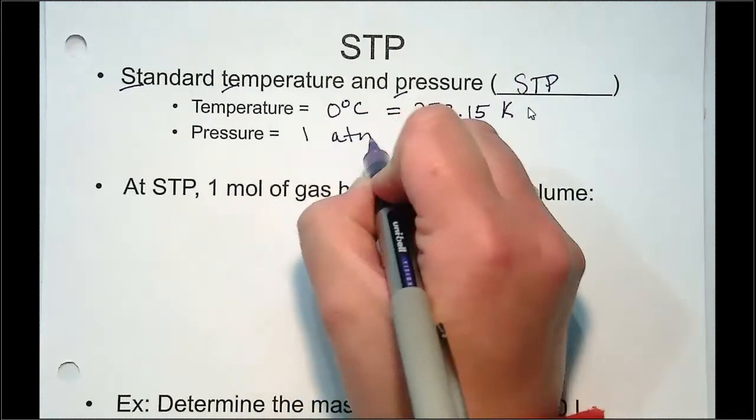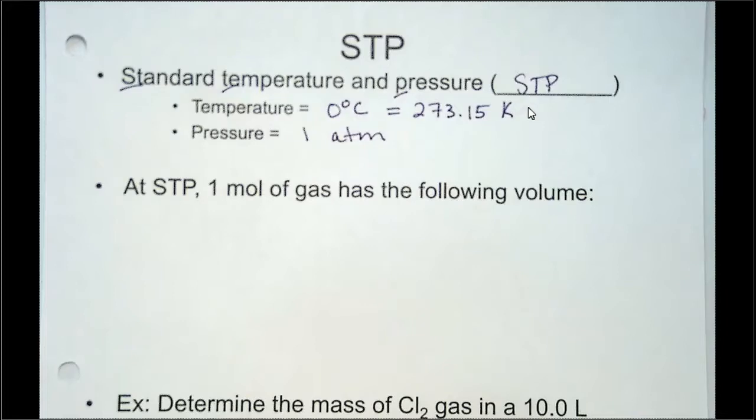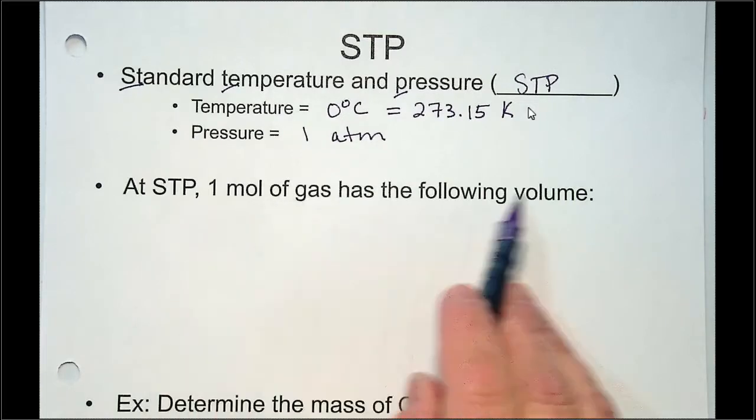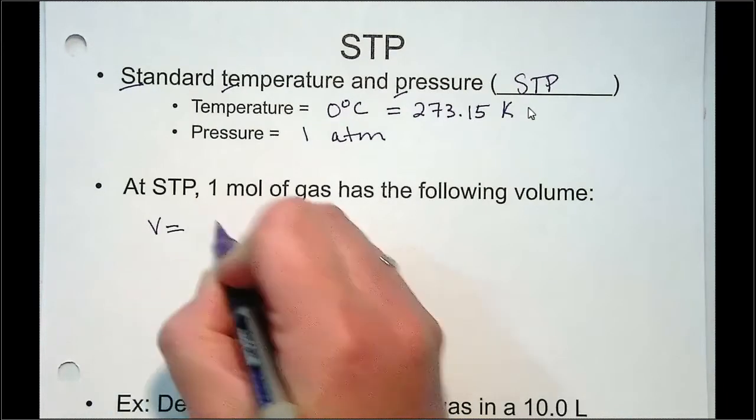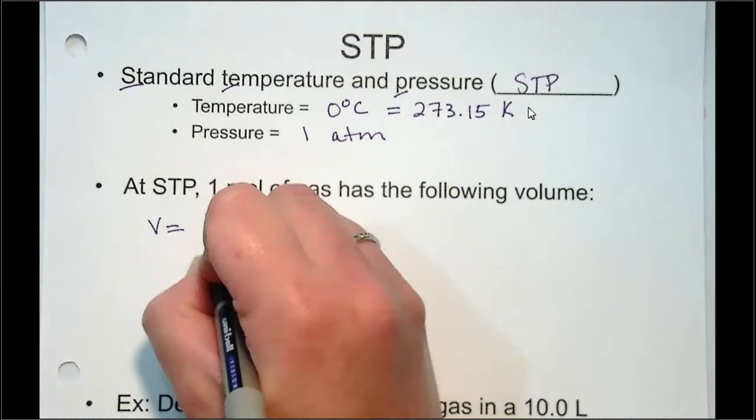Do you need to know what these are? Yes. You need to know, because I will say something's done at standard temperature and pressure, and you'll need to know that these two things are true. The temperature is 0 degrees C, the pressure is 1 atmosphere. So what's true at STP? At STP, a mole of gas has the following volume. The volume at STP is equal to nRT over P.